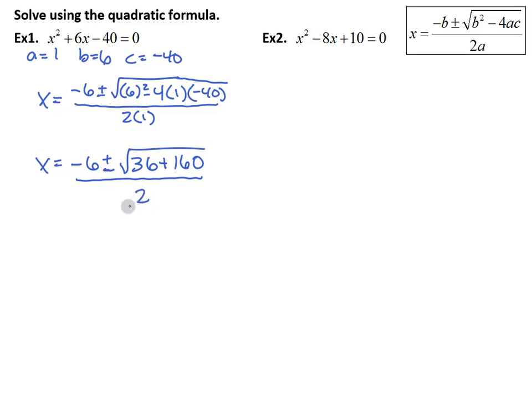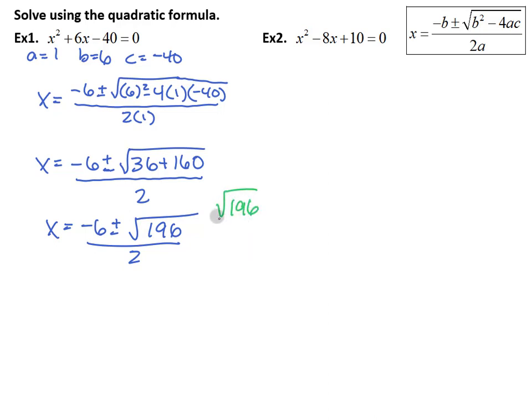2 times 1 is 2. Okay, now if we add the values up there in our radical, 36 and 160 is 196, all over 2. And now I have this large value in my radical that I need to simplify. So I need to simplify the square root of 196.